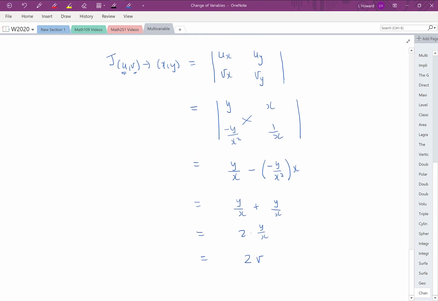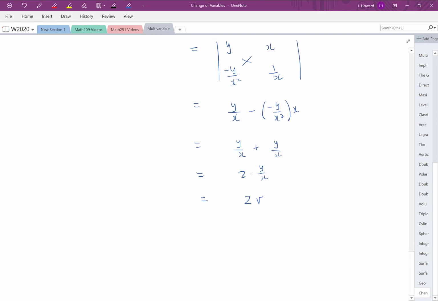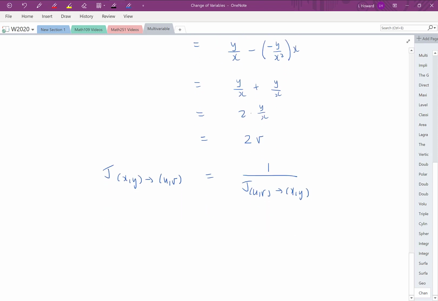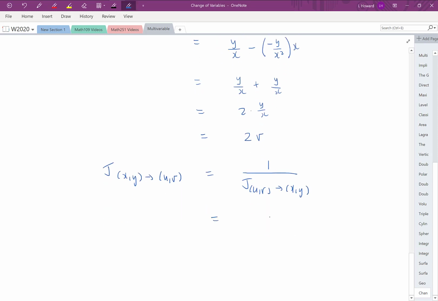Now this is not exactly the Jacobian that we're looking for in the problem, because in this problem we're actually moving from variables x, y to variables u and v. But this Jacobian is the reciprocal of the Jacobian that we're looking for. So we can say the Jacobian from xy to uv in general is going to be 1 over the other Jacobian going from uv to xy. And so we can say that the Jacobian we're looking for is 1 over 2v.